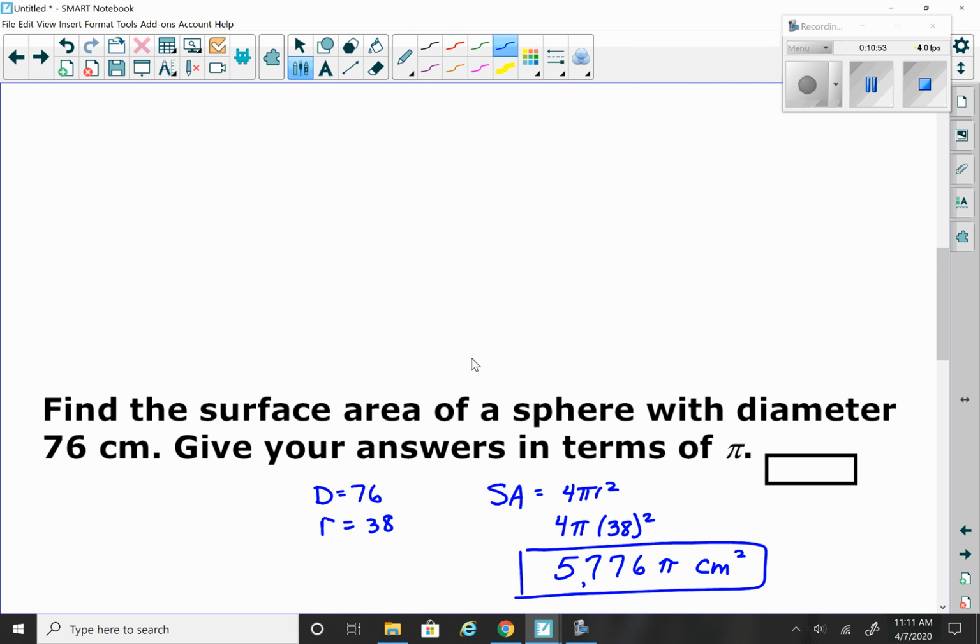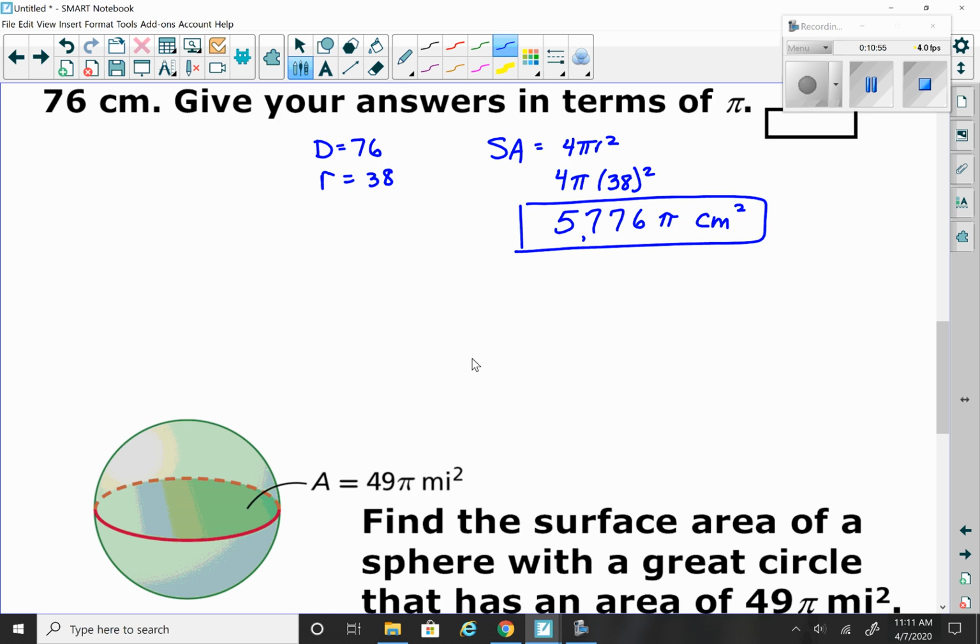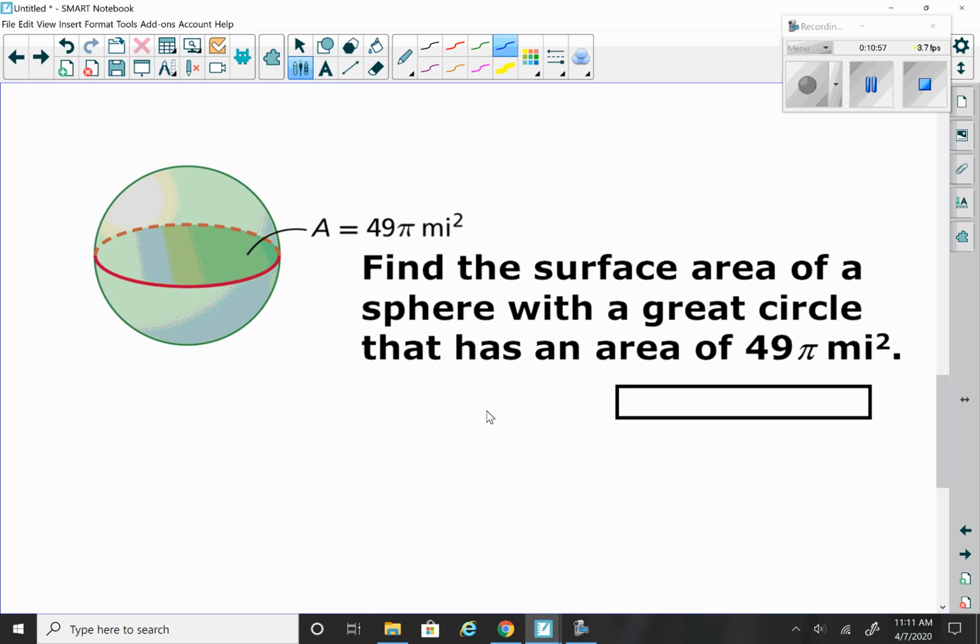Another example for a sphere, it says find the surface area of the sphere with a great circle that has an area of 49 pi. Again, the great circle is that circle that cuts or slices through the center of the sphere. So we know if the area of that circle is 49 pi, remember the area of a circle is pi r squared, so obviously the radius of my circle is 7. So using a radius of 7, we want to find the surface area.